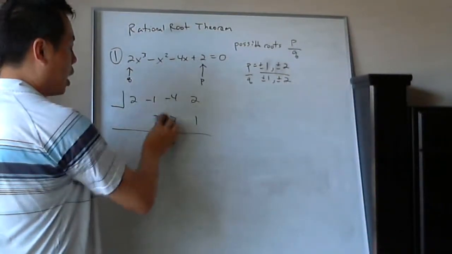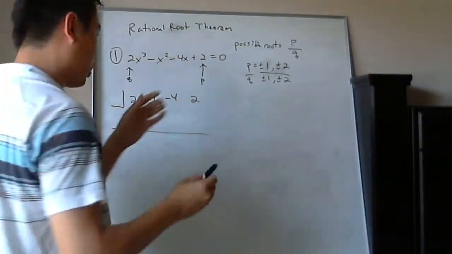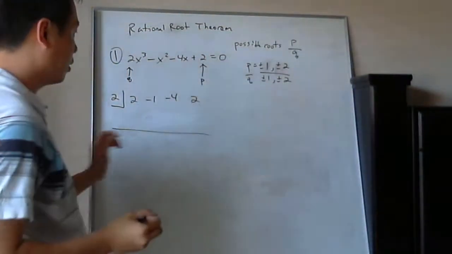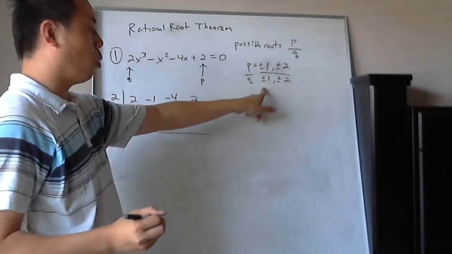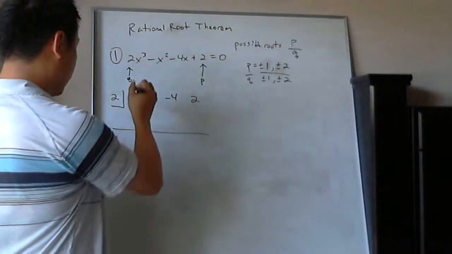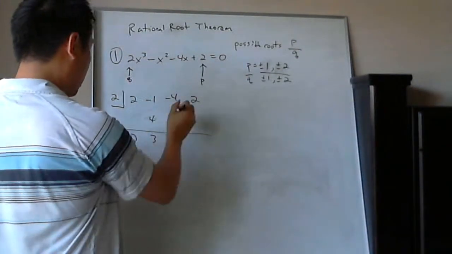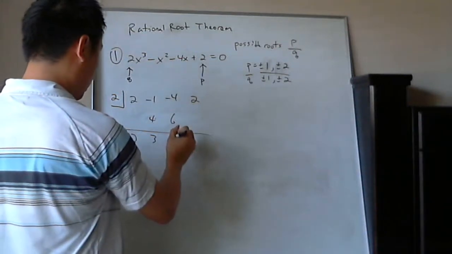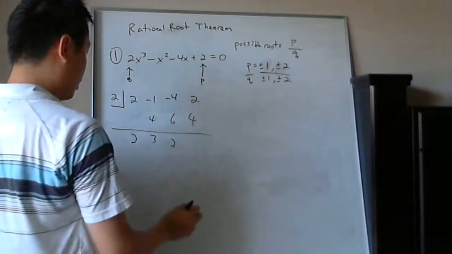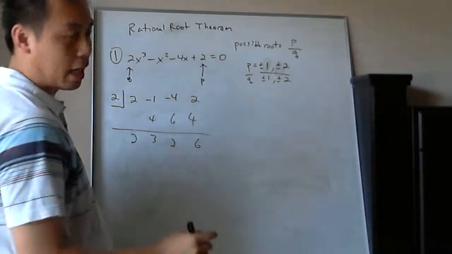So we tried 1, we tried negative 1. How about we try some easy ones, like 2. Let's try 2, because positive 2 over 1 is 2. That's a possible root. So let's do that. 2. 2 times 2 is 4. 3, 6. As you can see, it doesn't end in 0, so you know it's not 2.